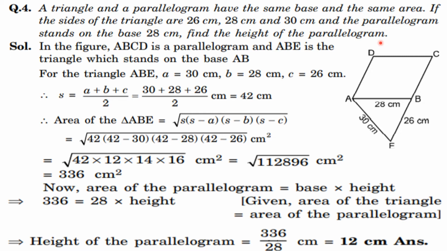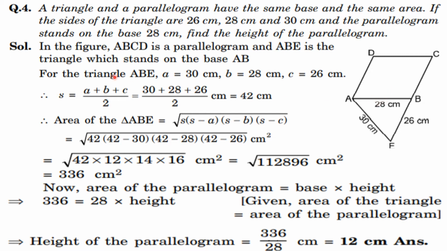Okay, my children. Now let us draw a rough diagram for this given question. Let us assume that ABCD is a parallelogram. Here we have drawn a parallelogram ABCD, and ABE is the triangle which stands on the base AB.